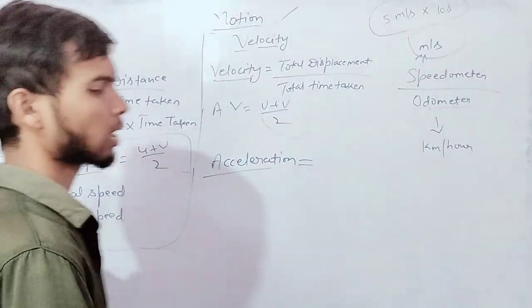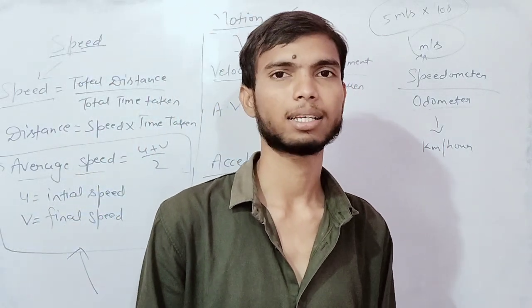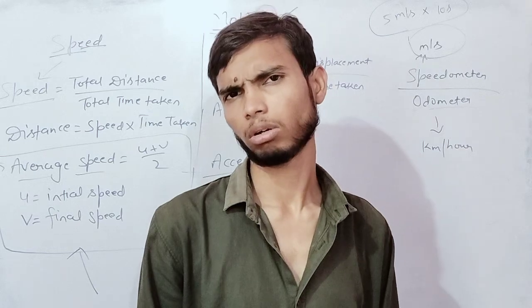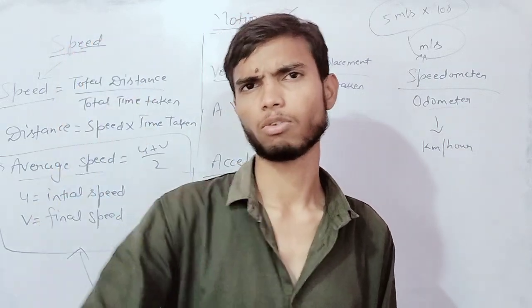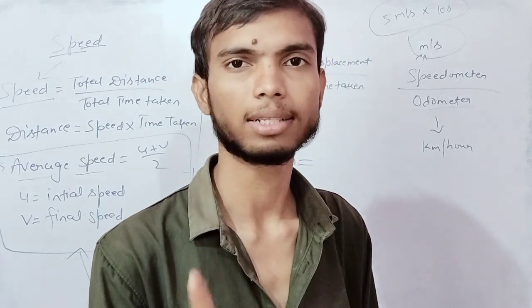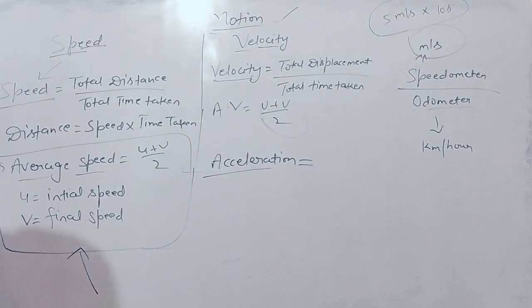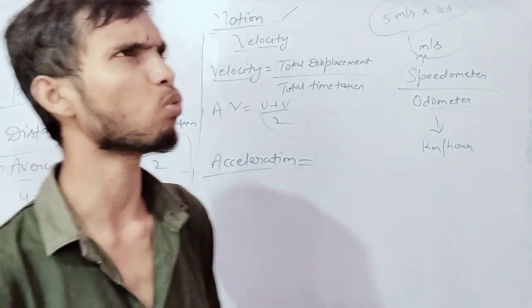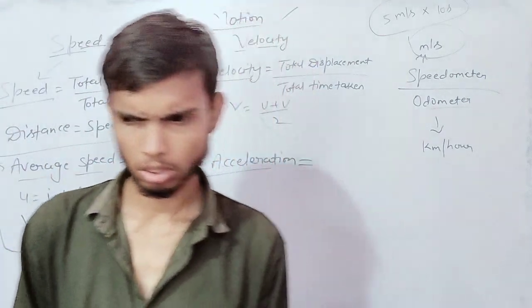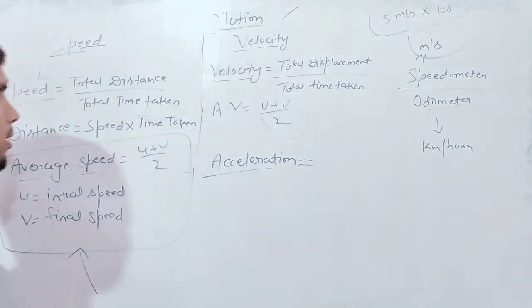Now, simple acceleration. We can say speed can increase, can decrease. If speed is increasing, then we would say acceleration. If speed is decreasing, we would say deceleration. Okay, clear? Now you are clear. What will be the formula to calculate acceleration? I think velocity upon time taken, isn't it?